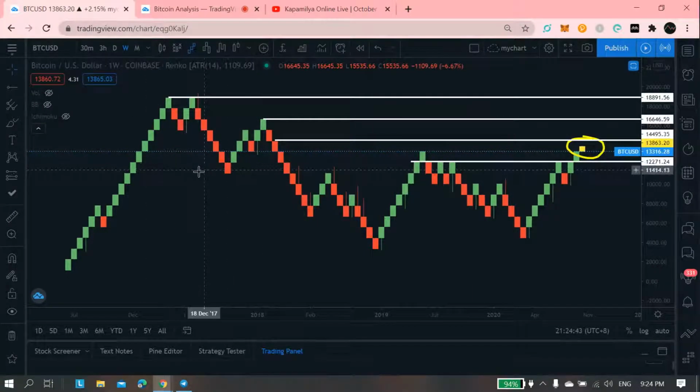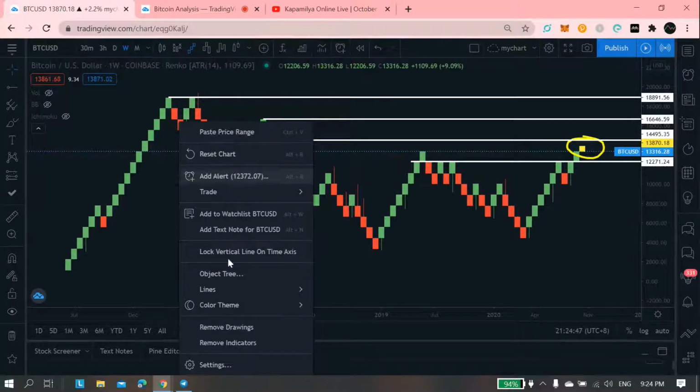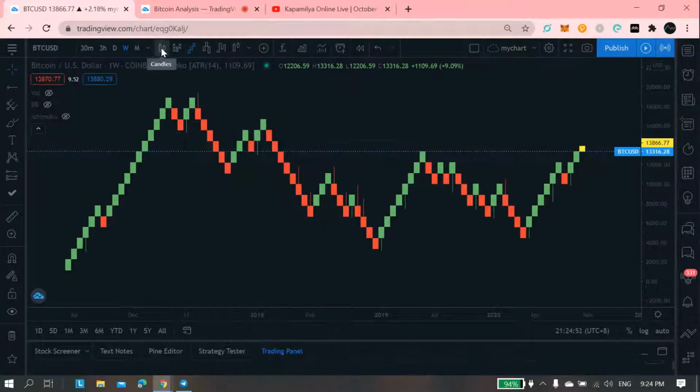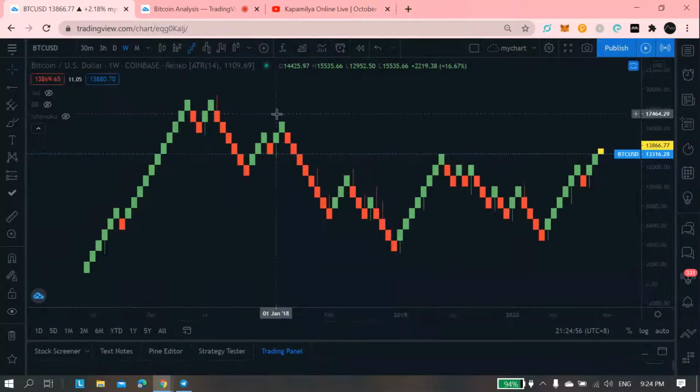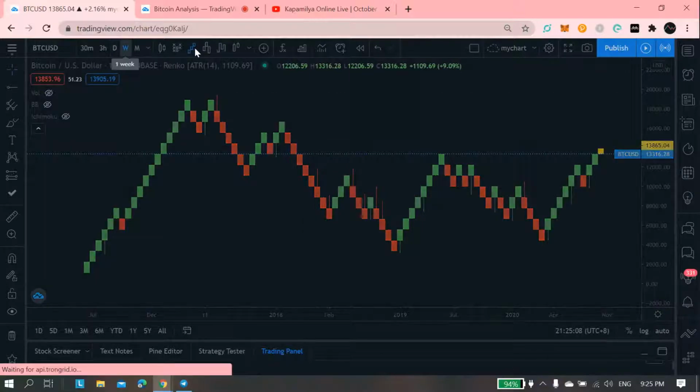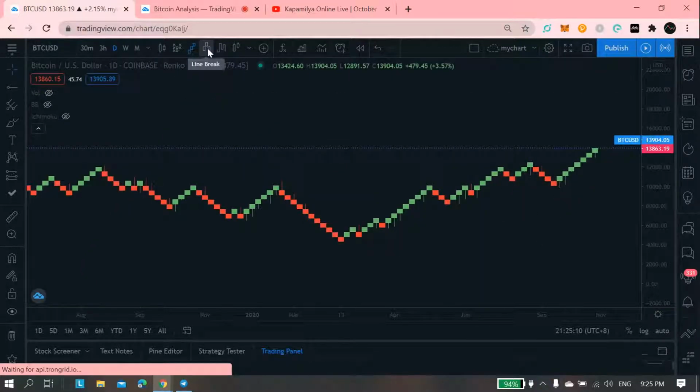If you are on a lower time frame, you can use the candles, because for us free members or free subscriptions, we cannot choose a lower time frame on this Renko chart. Anyway, next we can also use this one. I like this one too, the line break.